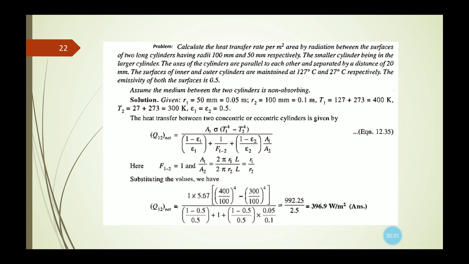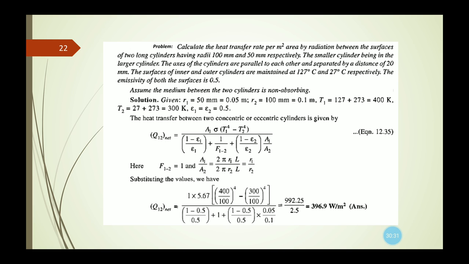Let us discuss another numerical: to calculate the heat transfer rate per meter square area by radiation between the surfaces of two long cylinders having radii 100 mm and 50 mm respectively, the smaller cylinder being inside the larger cylinder. So this is the case given here.